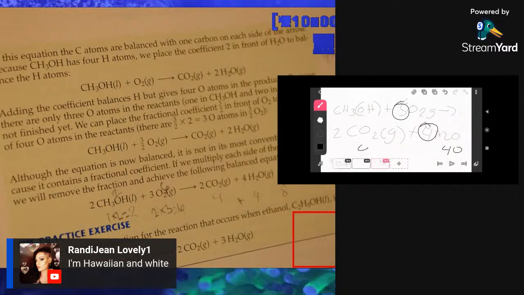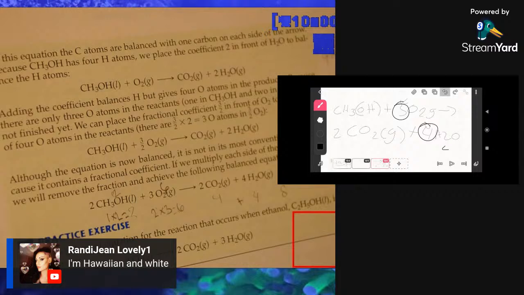Okay, so that's how I got this 4 right here, this 4, and this 3, right? But now everything's not balanced. In order to balance everything, because now I have four oxygens right here, and then on this side I got 4, so that's 8 oxygens total. You see that? Let's count real quick. Yeah, that's 8 oxygens total.